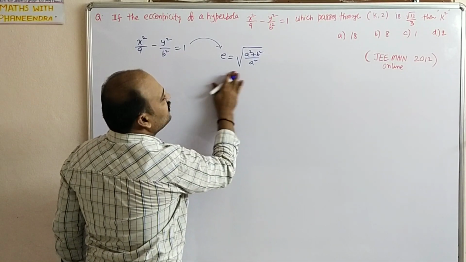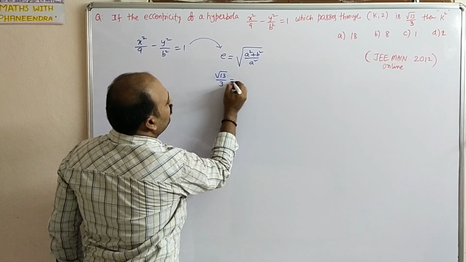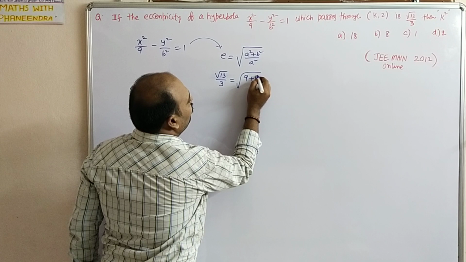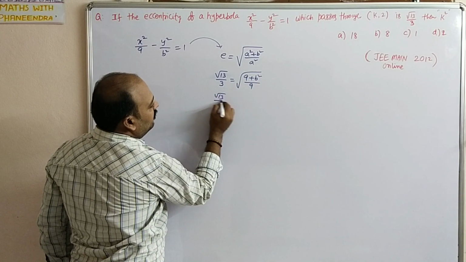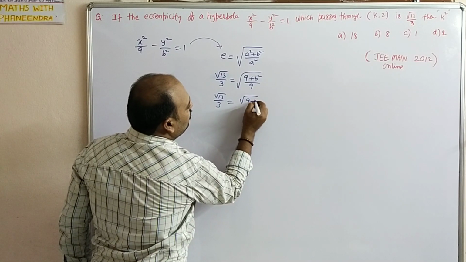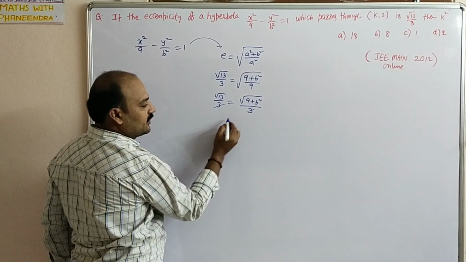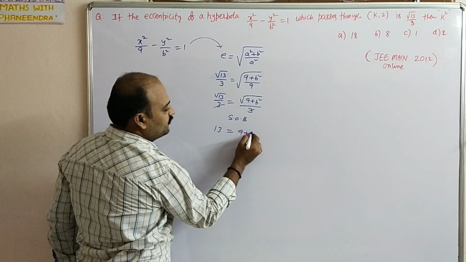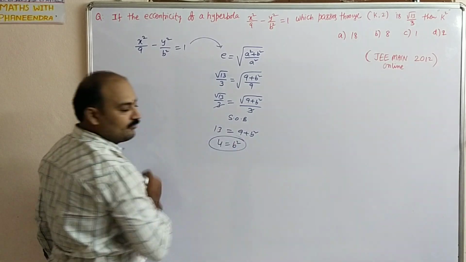So E equal to, in place of E substitute, eccentricity is given now. Root 13 by 3 equal to root over (a² plus b²), 9 plus b², divided by 9. So root 13 by 3 is equal to root of (9 plus b²) divided by root 9, which is 3. Both sides 3 get cancelled, after that squaring on both sides. So 13 equal to 9 plus b². 9 you can take this side, 4 will come. 4 is equal to b².